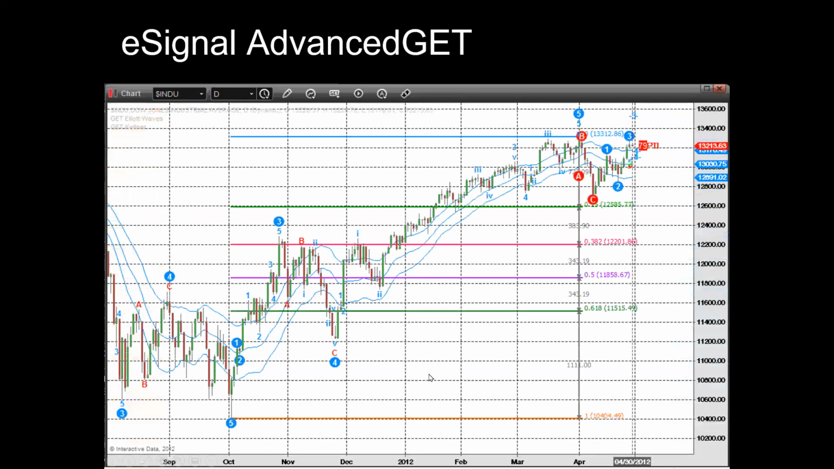This is something I just want to show you because it's really cool. This is Advanced Gap, Tom Joseph's program by eSignal. You can subscribe to eSignal and get the Elliott waves counted automatically through it. I think it's elegant. 1, 2, 3, 4, 5, ABC. Makes it just so easy to see the Elliott waves.